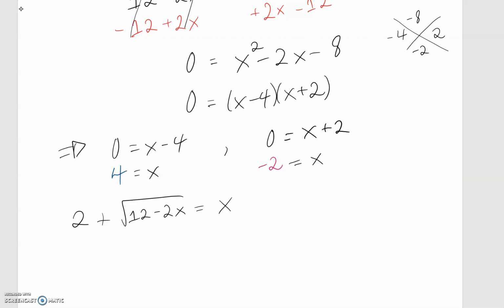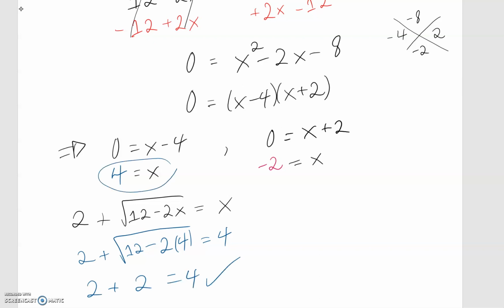Checking our solutions, let's see what we have here. So with this one in blue, I run into no problems. 2 times 4 is 8. 12 minus 8 is in fact 4. Square root of 4 is 2. 2 plus 2 is 4. No problems at all. So this one for sure is a solution.